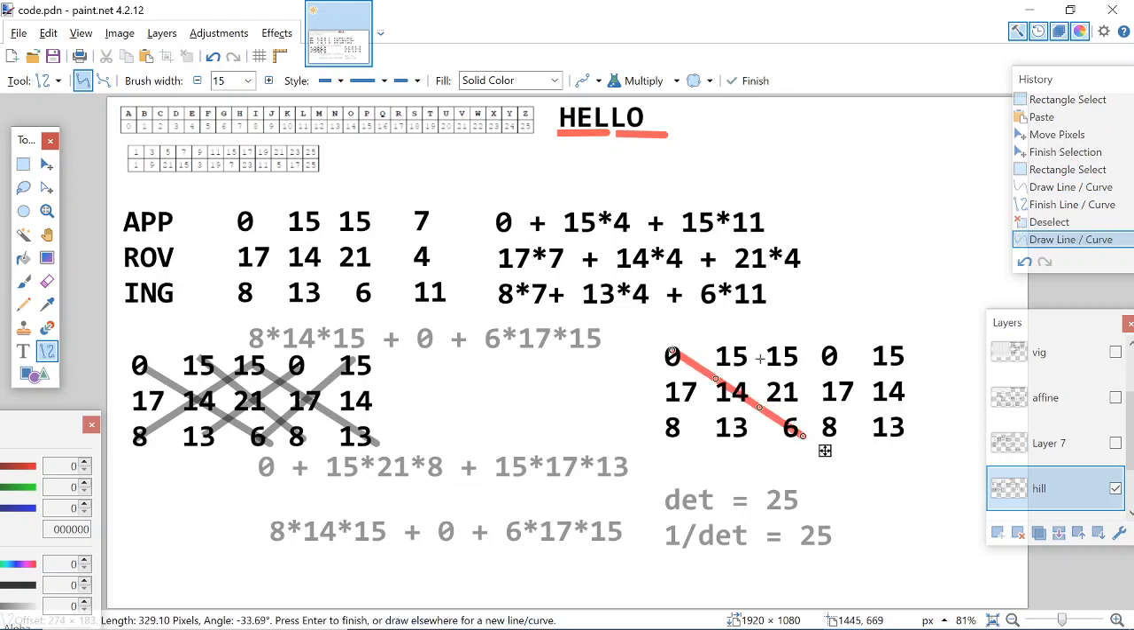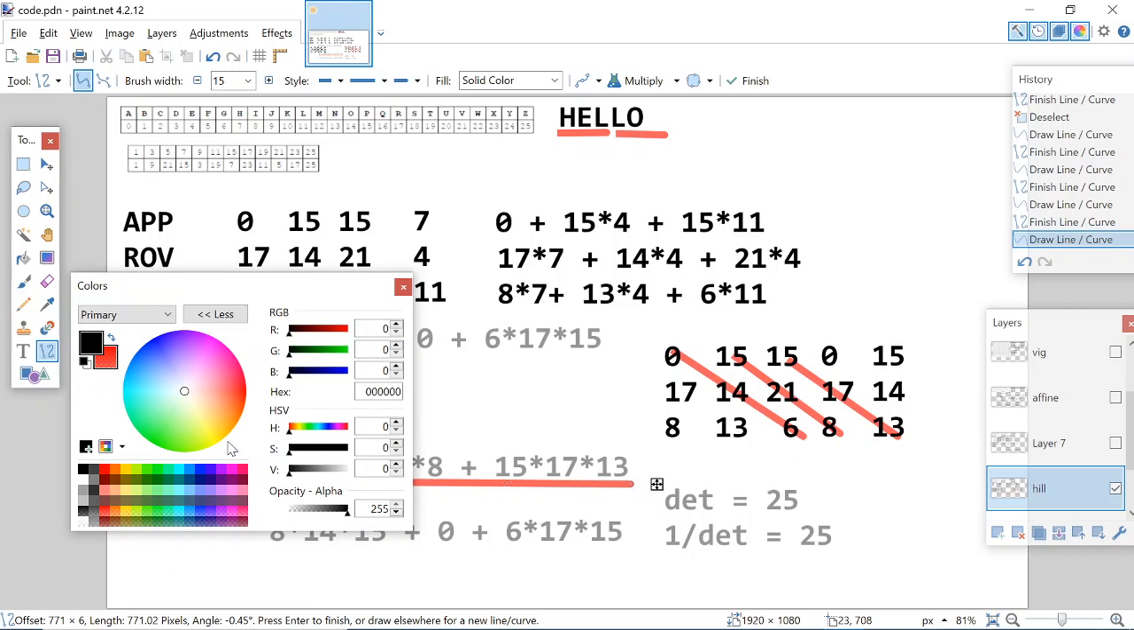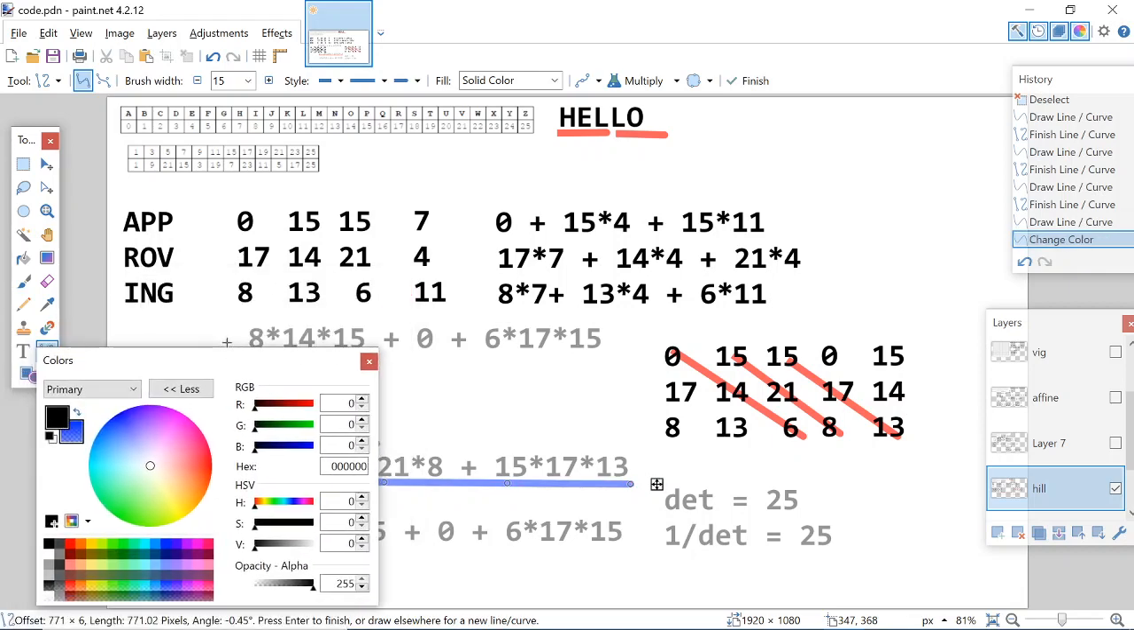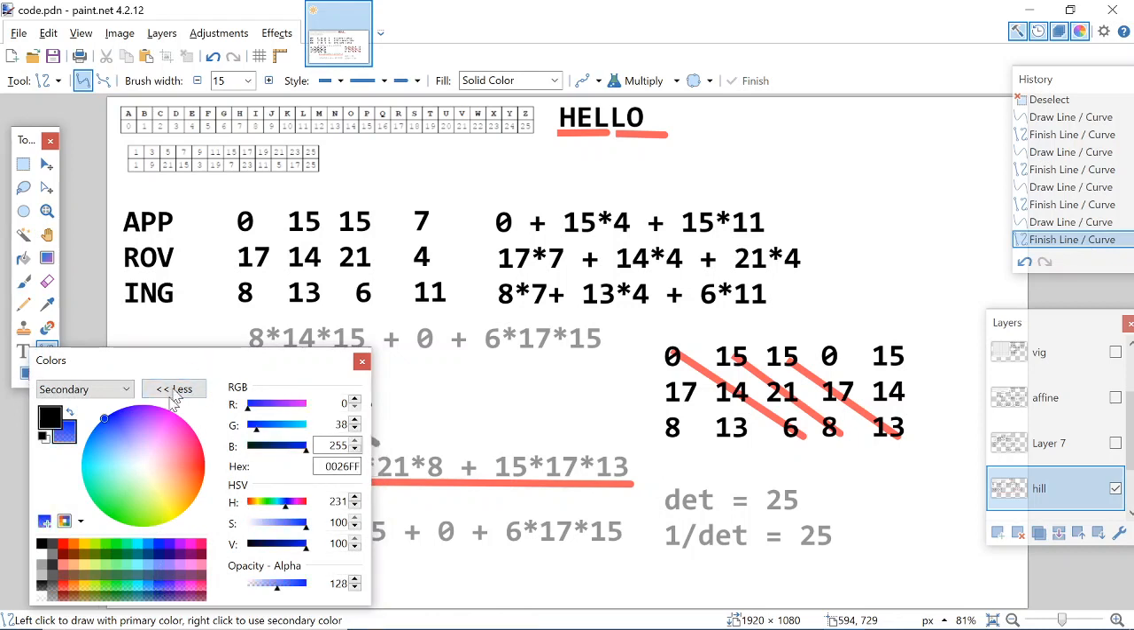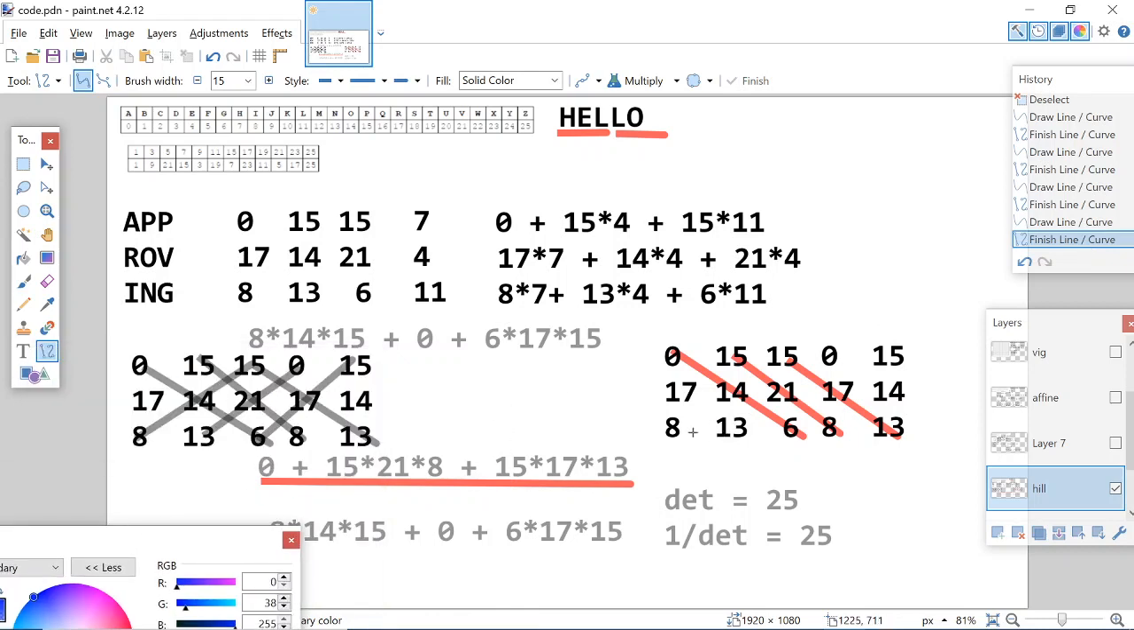You look down this diagonal, this diagonal, and this diagonal. You multiply them together, as I did here. Actually, let me change this to blue real quick. Next I have blue. No, mistake, sorry. Blue.